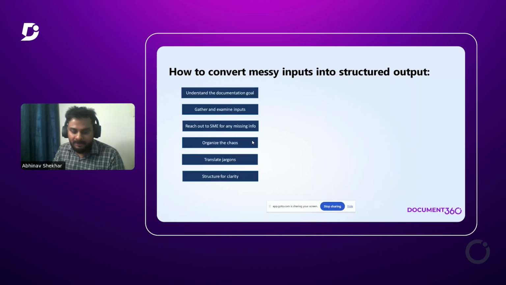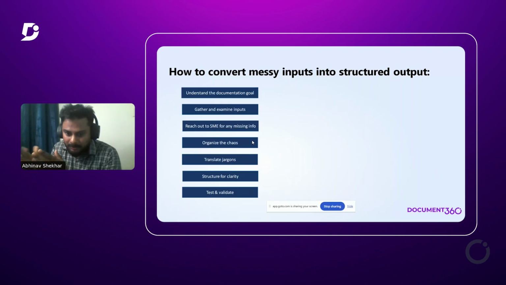Next is structure for clarity. Then we need to structure the entire document. Okay, this will be the heading one, this will be the heading two. Heading one will have three subheadings, heading two will have two subheadings, something like that. We need to structure the document based on the documentation goal. And then once we have structured it, we need to create the document. So creation plus structure is the same step that I have mentioned.